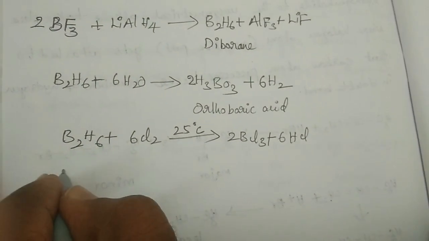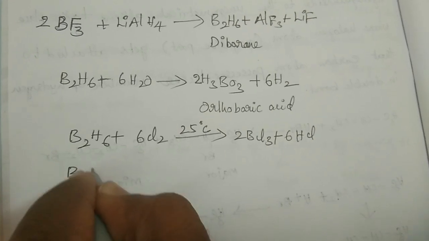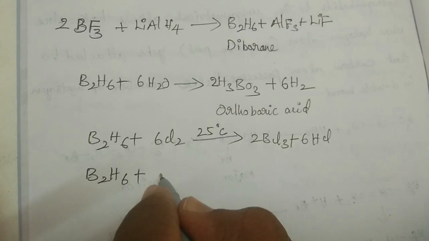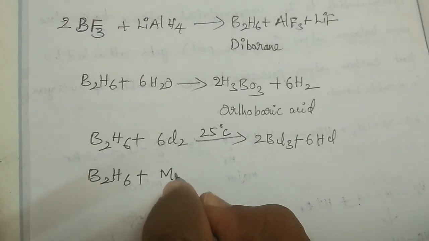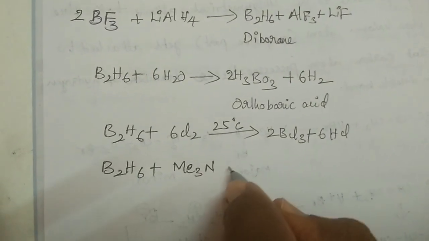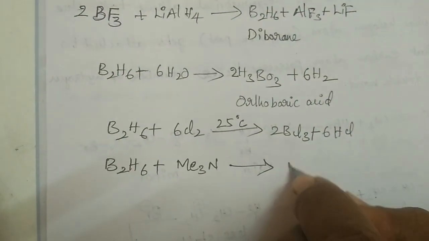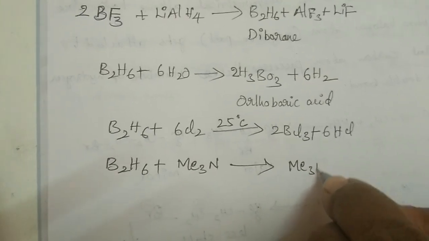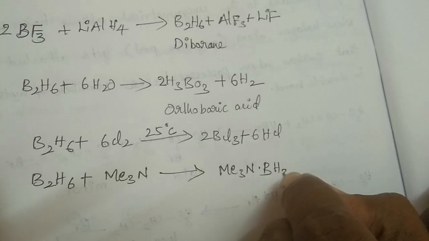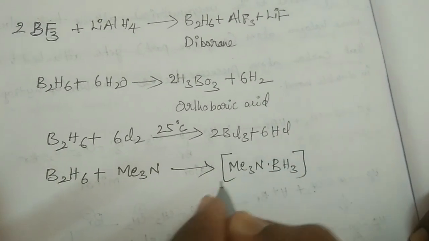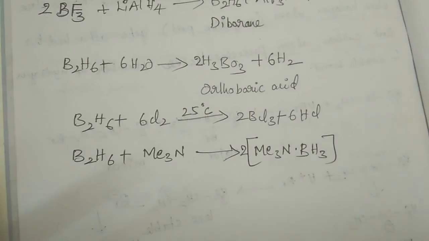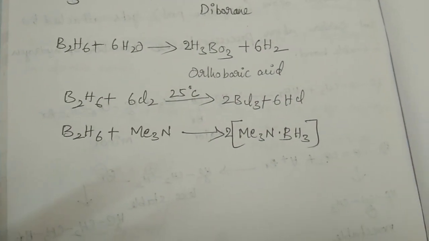And when diborane reacts with a base like trimethylamine, it forms the complex Me3NBH3. So this is the compound it forms.